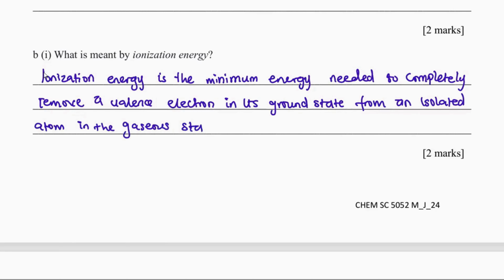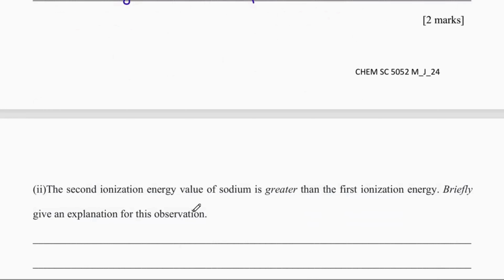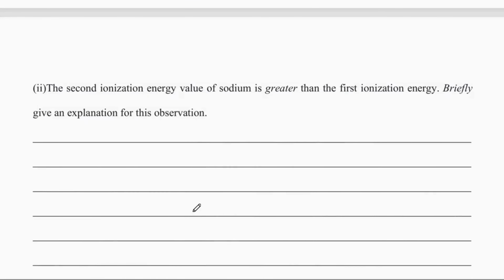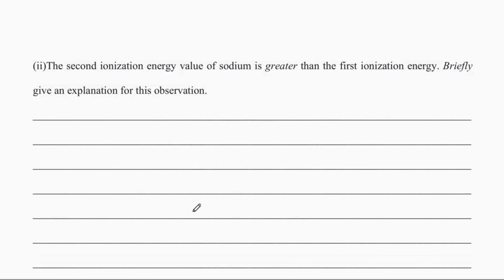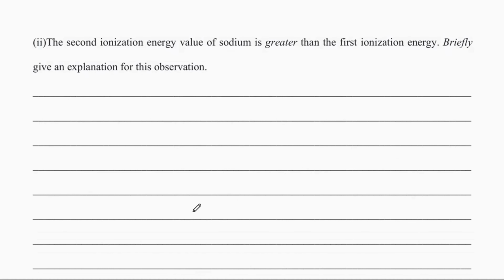In the gaseous state to form an ion. Okay, so the energy that is required for electrons to be removed from valence electrons of atoms. Now the next question says the second ionization energy value of sodium is greater than the first. That means the second energy that will be required to remove the second electron after removing the first electron from sodium is higher.